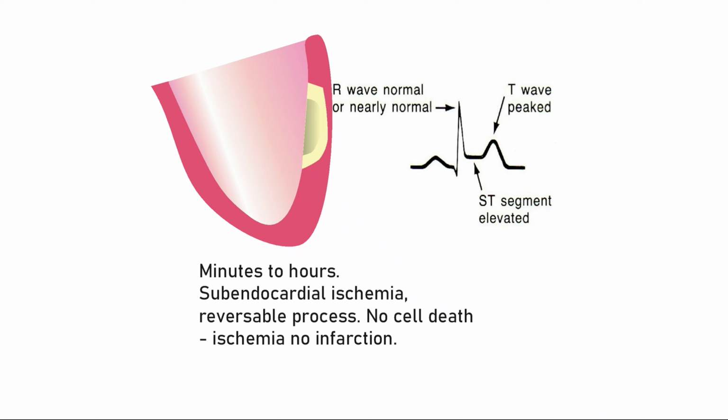When there is an occlusive coronary arterial event, there is subendocardial ischemia. The R wave is normal or nearly normal, but the ST segments on the ECG elevate and the T wave peaks. This is a reversible process. There is ischemia but not infarction. Early intervention with thrombolysis or better coronary angioplasty with stenting restores blood flow and prevents cellular death.